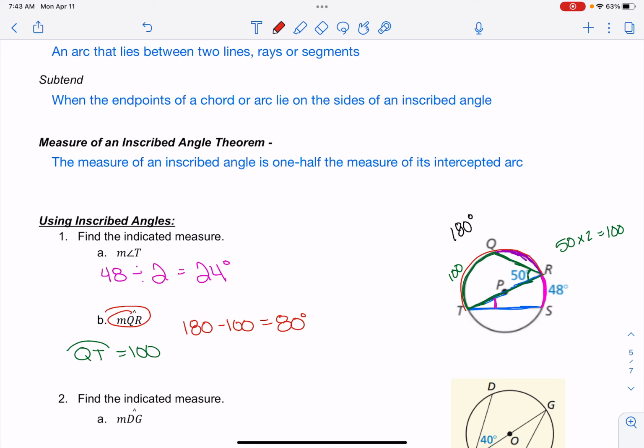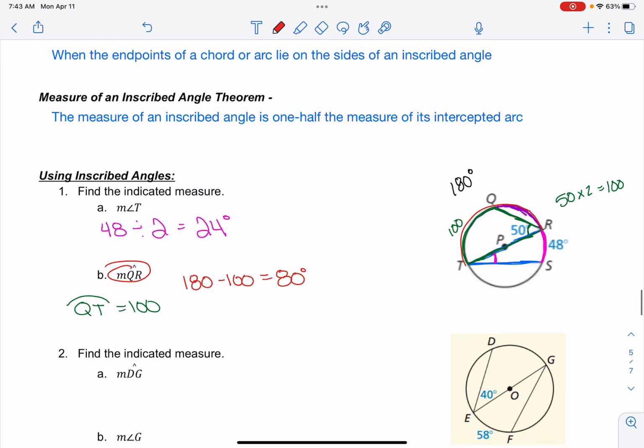So with these arc measurements, especially with inscribed angles, it's not always straightforward. So sometimes you have to do a little legwork in order to find the pieces that you're missing. So you have to look at things that we know, how we can kind of find all of the pieces so that you can find whatever you're looking for.